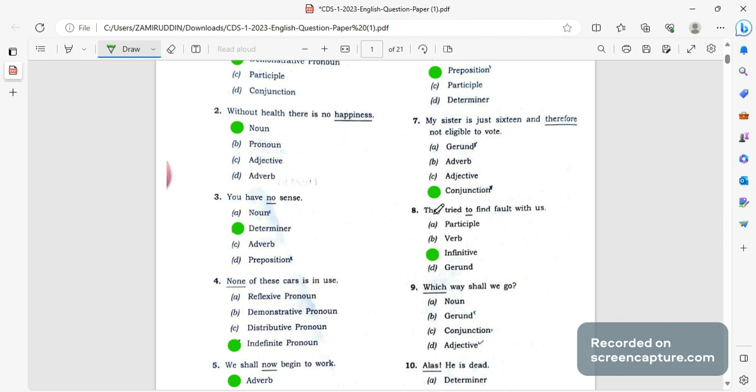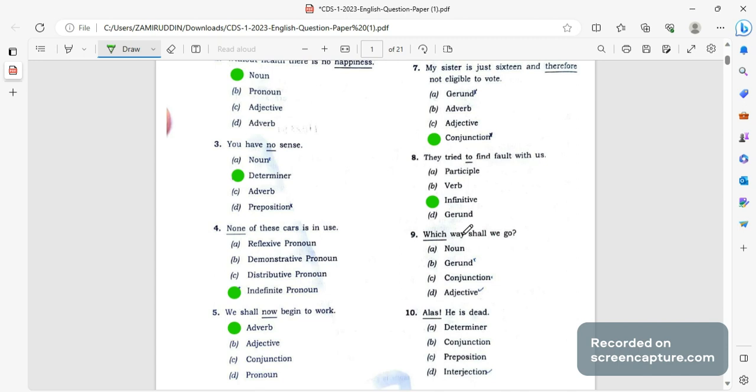So the eighth one: they try to find fault with us. "To" is an infinitive. Which way shall we go? Which way? Here, "which" is not a noun. Gerund, no, it is not a gerund, sorry for the pronunciation. Actually, it is an adjective. We are asking which way. So here, "which" is not a conjunction. A conjunction connects two sentences. Noun, it cannot be. Gerund, it cannot be because a gerund is like a verb. So the only option left is that "which" is an adjective.